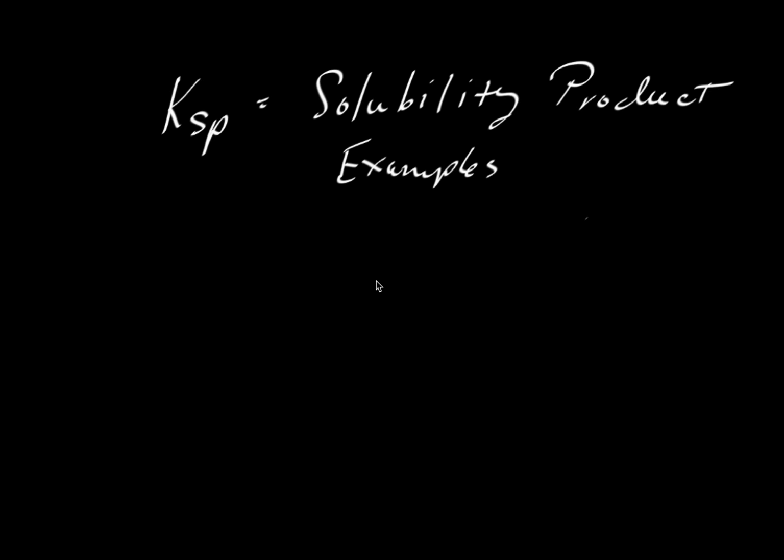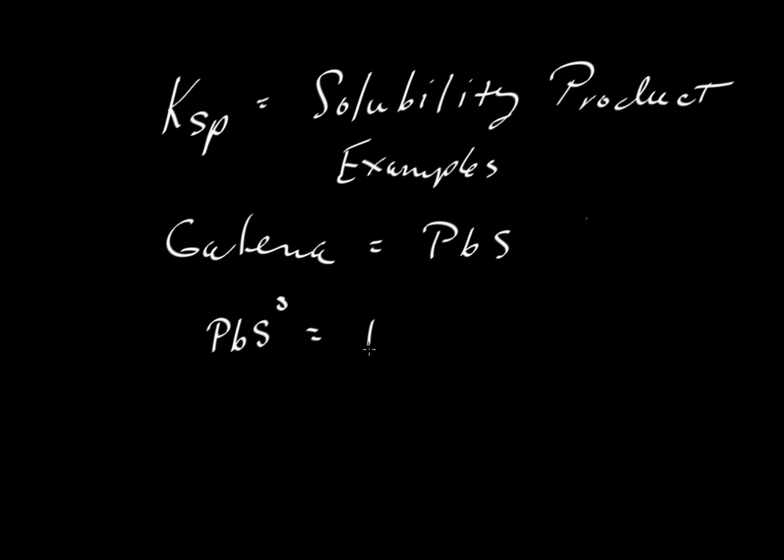So to give you a feel for what KSP values are like, we're going to take a couple of examples. We're going to look, for example, at galena. Galena is lead sulfide, PbS. And if we were going to write a chemical equilibrium, we could write it as PbS in the solid phase is galena, and that dissolves into lead ion, the 2 plus state, in aqueous solution, plus sulfur ion, 2 minus, also in aqueous solution.